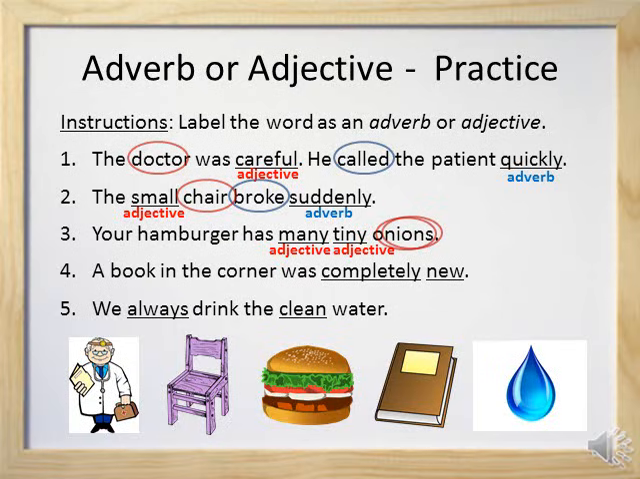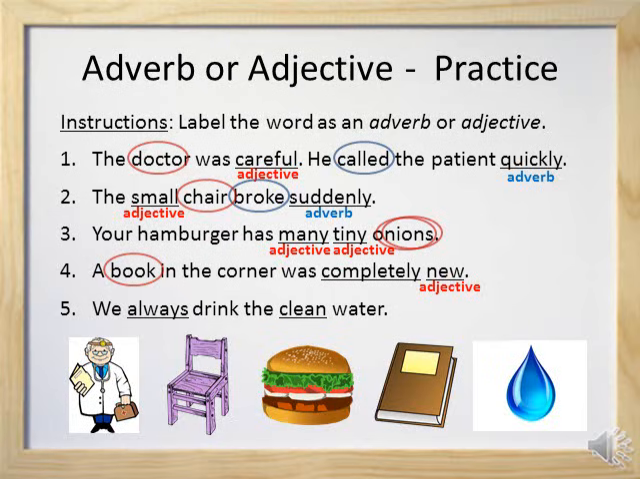Number 4. A book in the corner was completely new. With this sentence, let's start with the word new. Is new an adverb or an adjective? New is an adjective. Now, which word in the sentence does new describe? Does it describe book, corner, was, or completely? New describes book. The book was new.